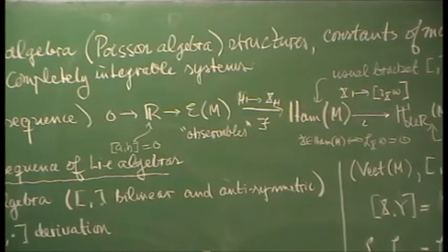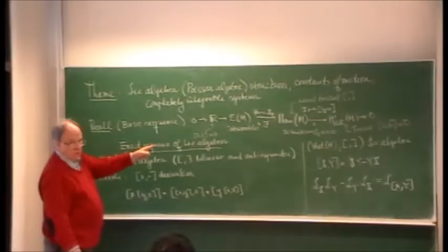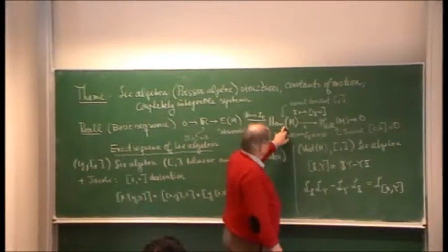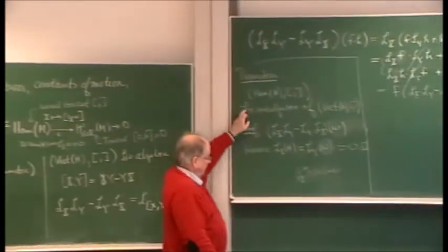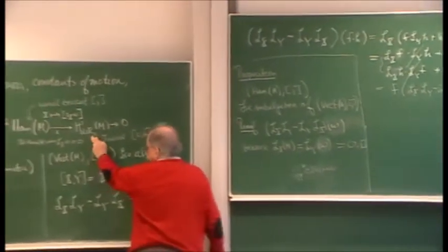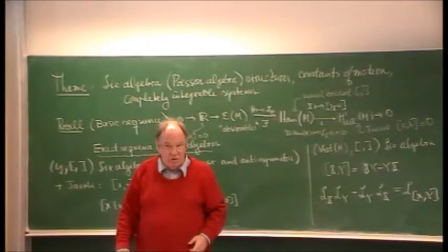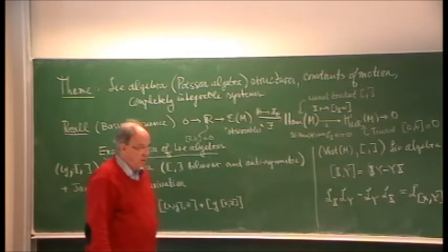So I've defined the Lie algebra structure on all but one thing in this sequence. And the stupid structure here, the obvious structure here because it's a subalgebra of the vector fields, and finally the trivial structure here. So the main point is the Lie algebra structure on the functions. The Lie algebra structure on the functions.